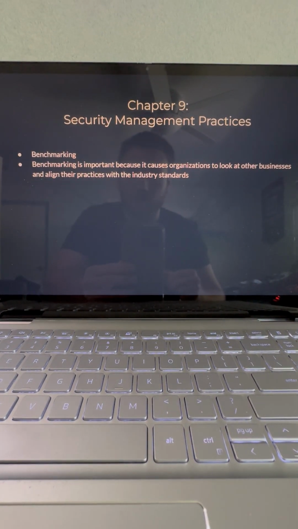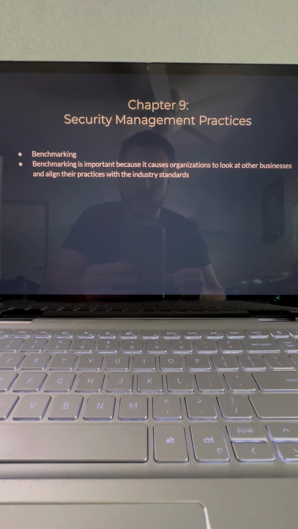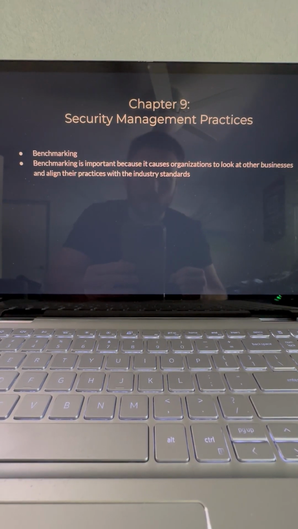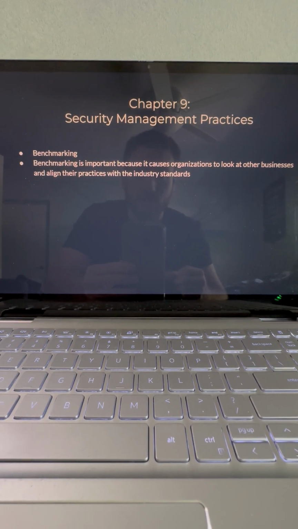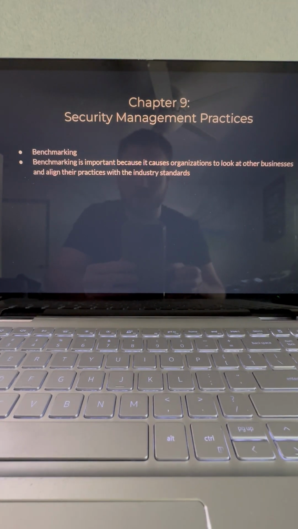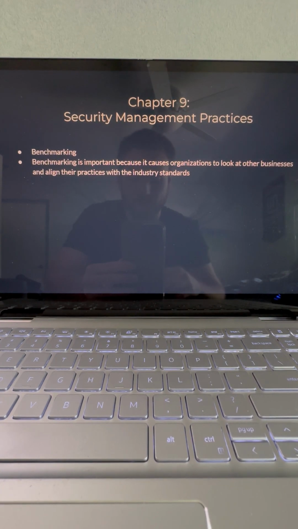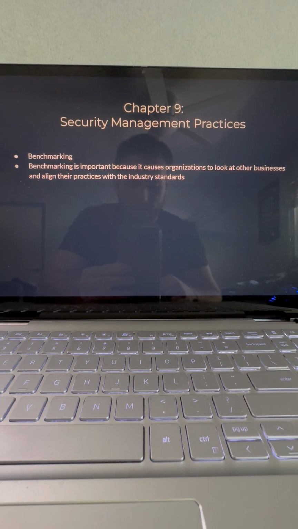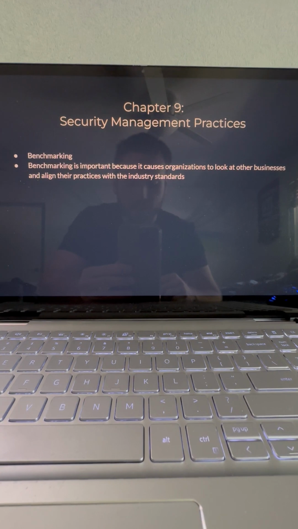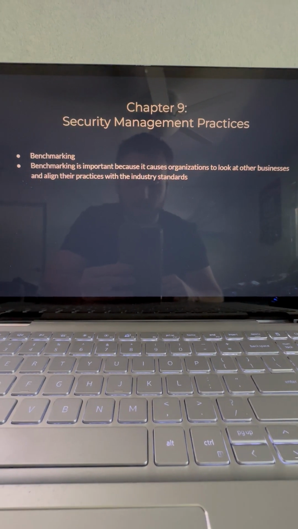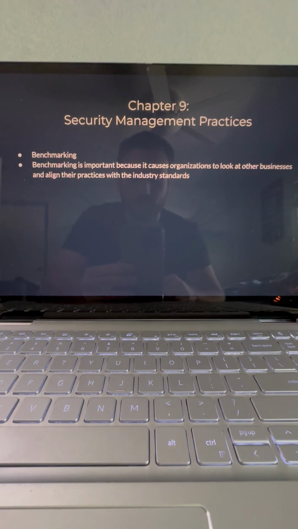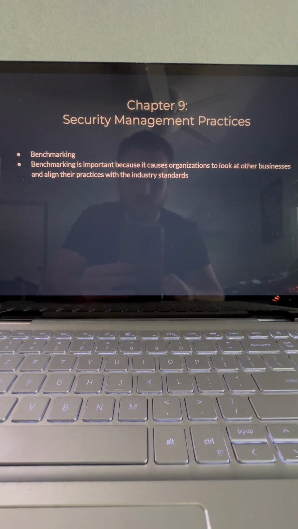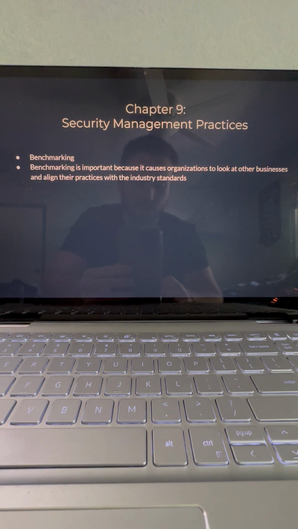In Chapter 9, we look at security management practices, and we look at benchmarking, and I found it significant because it causes organizations to look at other businesses and align their practices with the industry standards. Benchmarking and information security, the significance really lies in its ability to drive continuous improvements and ensure that security practices are aligned with the industry standards and best practices.